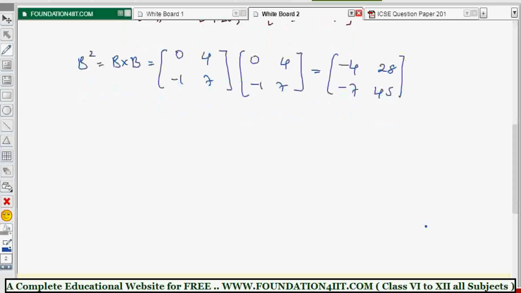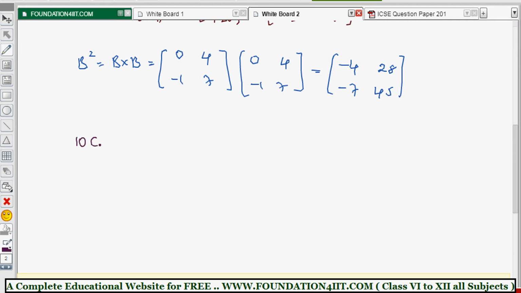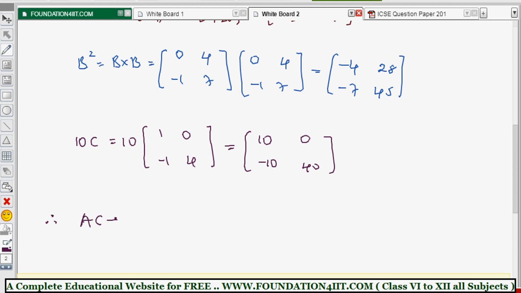And 10 into C next. 10C, that means 10 is the element, will multiply with the matrix C. C is 1 0 minus 1 4, right? Just multiply, so 10 ones are 10, 10 zeros 0, and it's minus 10 and 40. That's it. Now we can add all this, that is AC plus B square minus 10C.